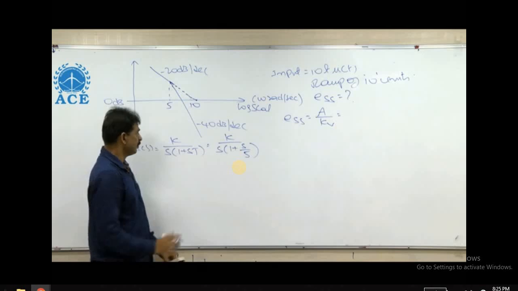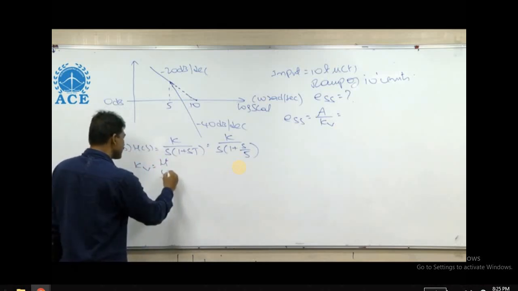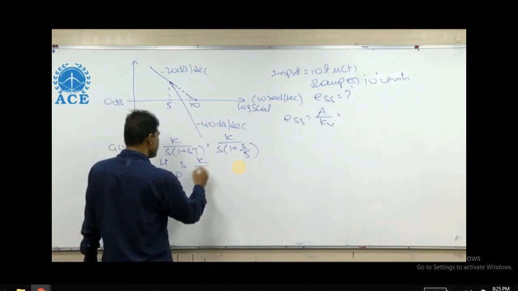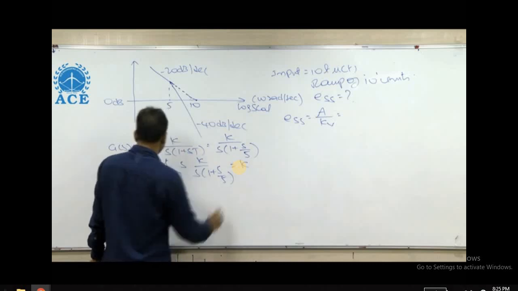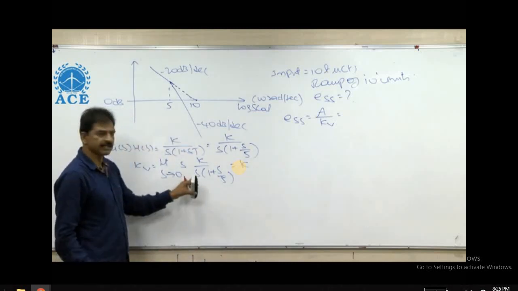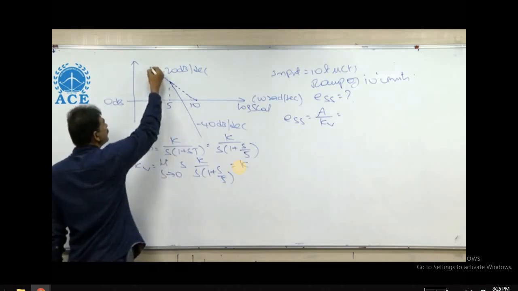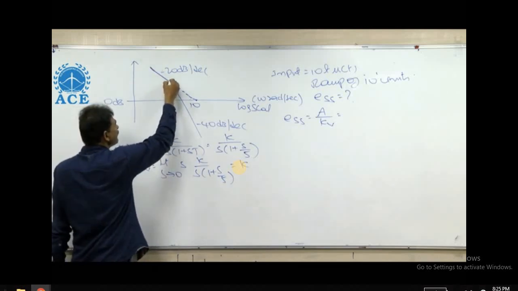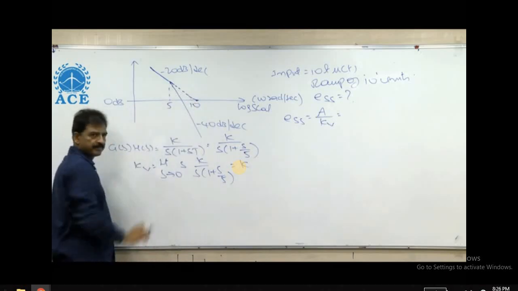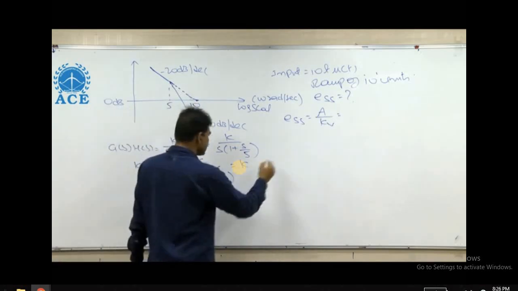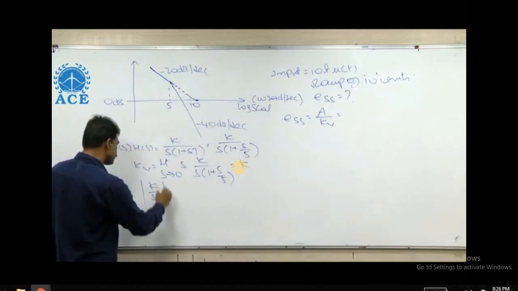Therefore, K by S into 1 plus S by 5 is the transfer function. Fine. What is the velocity error coefficient Kv? Limit S tends to 0, S into K by S into 1 plus S by 5. That is K. Velocity error coefficient for type 1 system is Bode gain K. That K is, you look at this given plot, K by S magnitude is 0 dB.